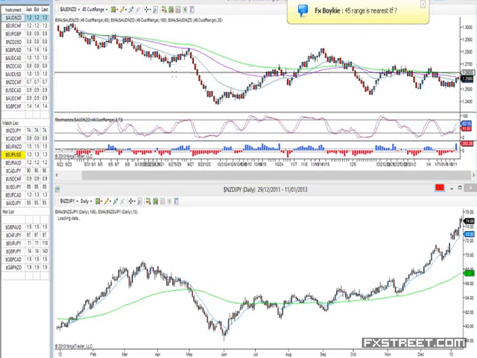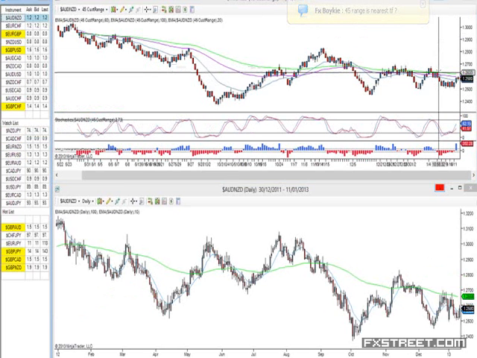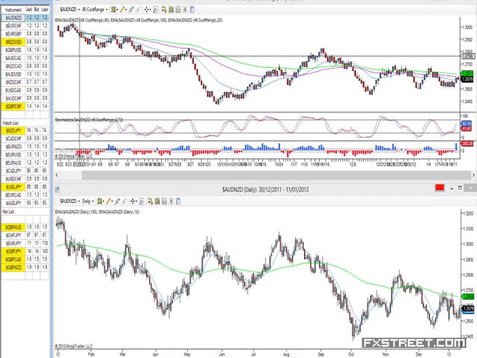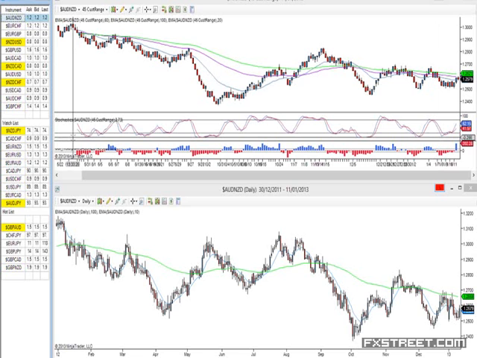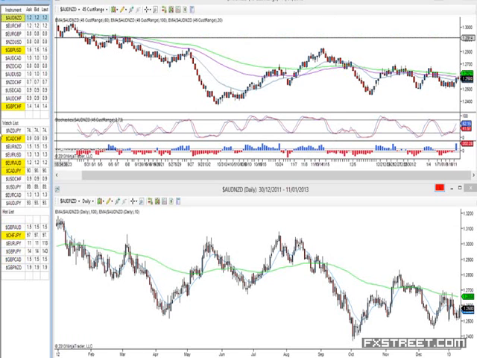This one here, you can see it's going sideways, so I'm just not interested in that, right? It's nearest time frame, probably something like a 4-hour chart, somewhere between a 1-hour and a 4-hour chart. Okay? So the Aussie New Zealand's going nowhere.